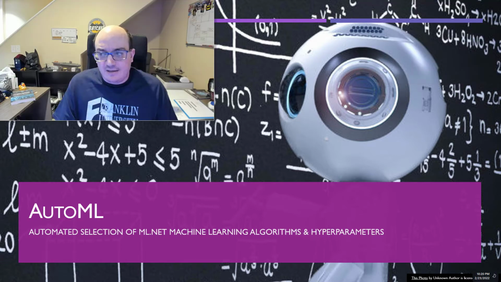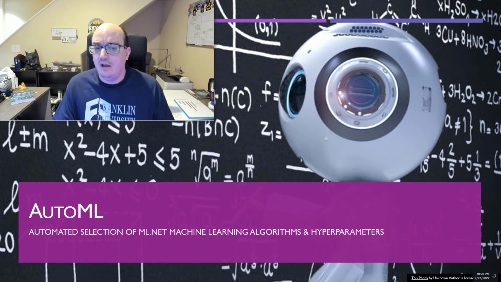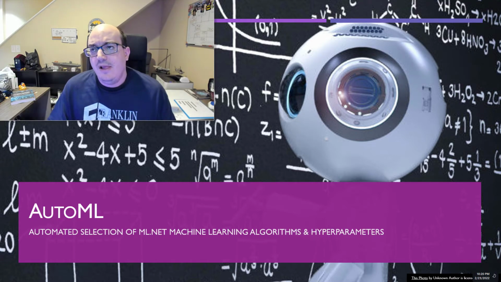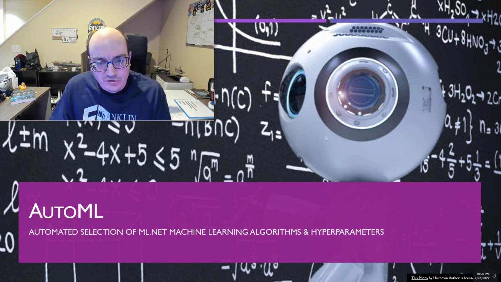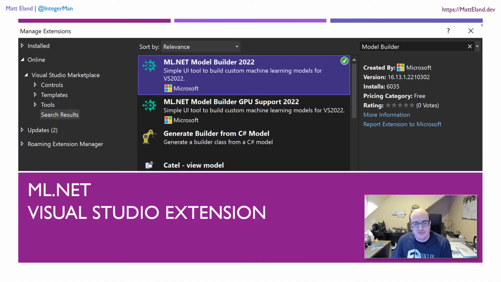So let's take a look at what AutoML is. When most people hear AutoML, they initially think of something called the Model Builder in ML.NET. The Model Builder is something that you can use if you install a specific extension. So if you go into your Visual Studio extensions menu, so I think that's Tools, Extensions, and then Options or Store or whatever, you can search for ML.NET or Model Builder, and you should find ML.NET Model Builder for whatever version of Visual Studio you're using.